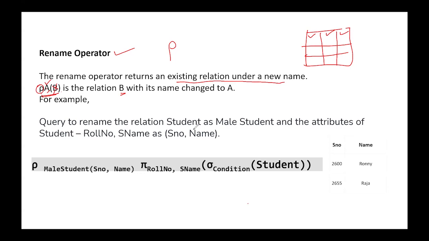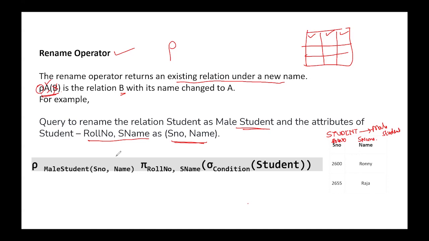Query to rename a relation student as male student and the attributes of the student, roll number, S name, as S number and name. Okay, so I have a relation. Let's have a look at this. This is the existing student relation. I want to change it to male student. I want to change this relation name to male student, and the attributes, initially roll number and S name, I want to change to S number and name.